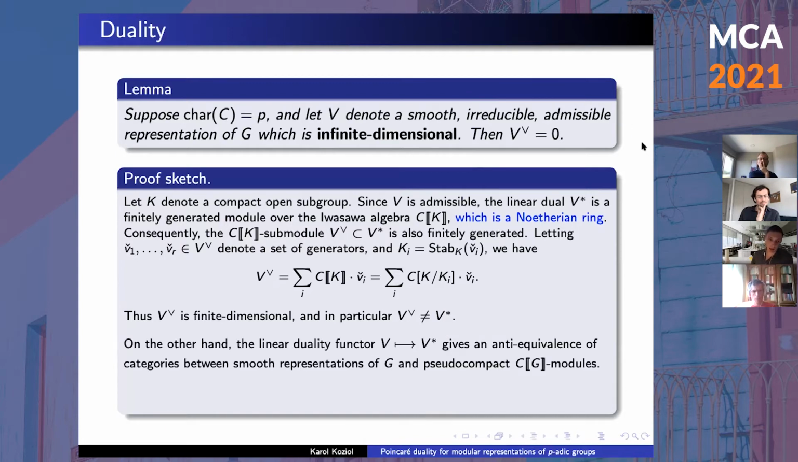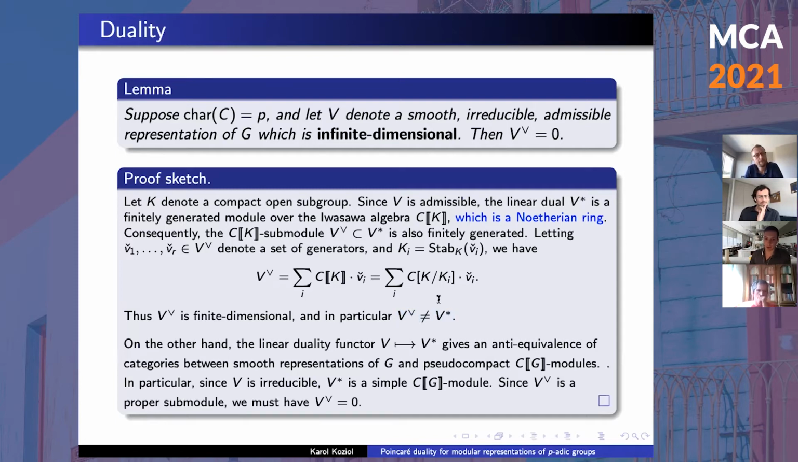And the way this comes into play is that this linear duality functor is essentially a version of Pontryagin duality and gives an anti-equivalence of categories between smooth representations and pseudo-compact modules over this ring, which I have not defined for you, but this is only a sketch, so I'm going to let that be my excuse. In particular, since V is irreducible on the smooth side, its dual is going to be simple on the pseudo-compact side. And so I have a simple module and a proper submodule, which implies that it actually has to be 0.